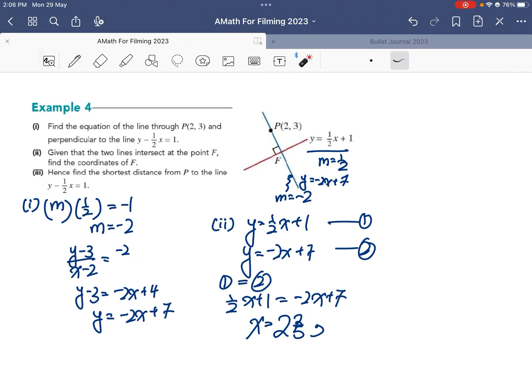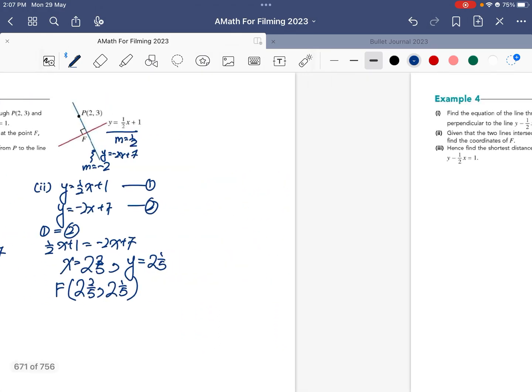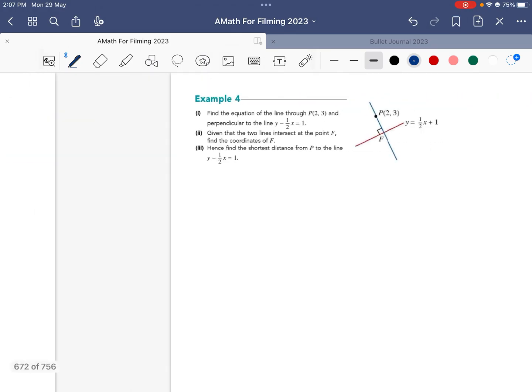Similarly, if you take the 2 and 2/5 and substitute it into this equation or this equation over here, you'll find that the y value itself is 2 and 1/5. Hence, F is (2 and 2/5, 2 and 1/5). You could have left it as 2.4 and 2.2, but I much prefer fractions because it retains the accuracy.